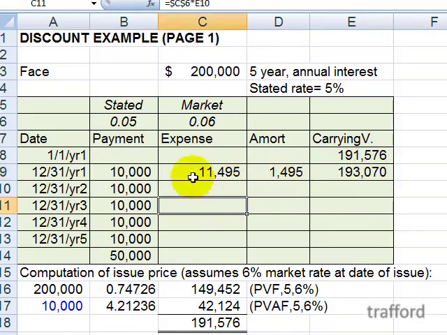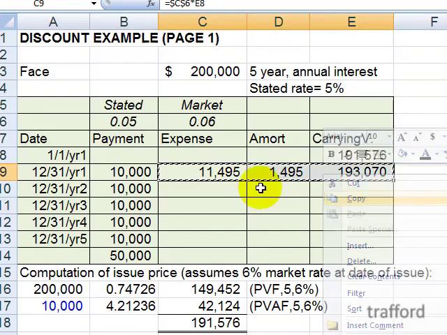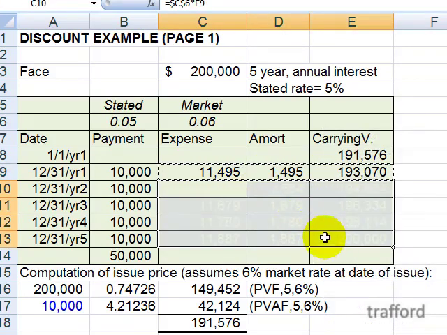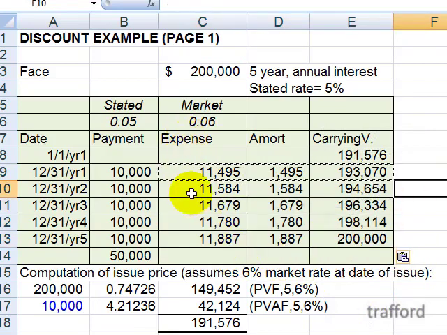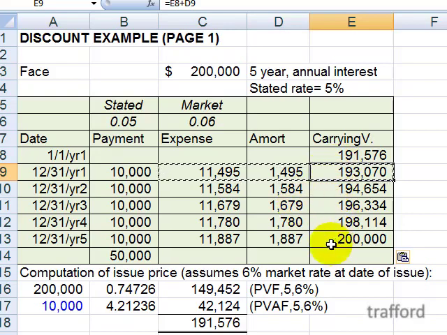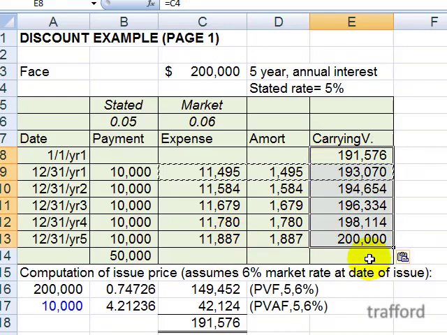These are all formulas. So it's very simple to copy that on down. Notice that interest expense changes each year. In year 2, interest expense is 6% of my new larger carrying value of $193,070. Interest expense gets larger every year because the carrying value of the bond has gotten larger every year. Also notice, as predicted, the carrying value of the bond has grown to $200,000 over its maturity period.